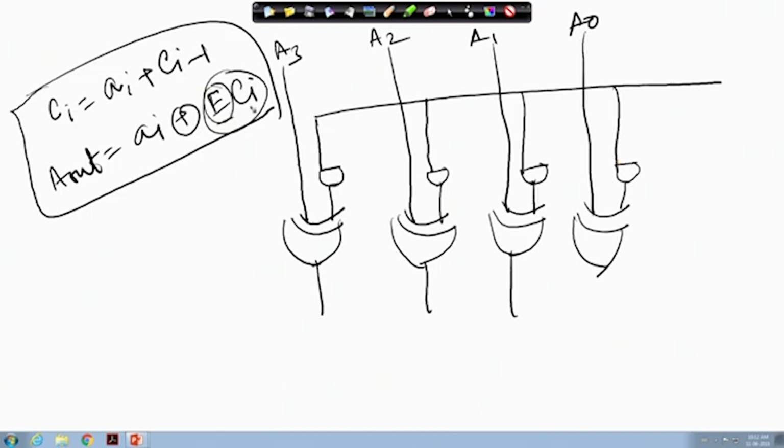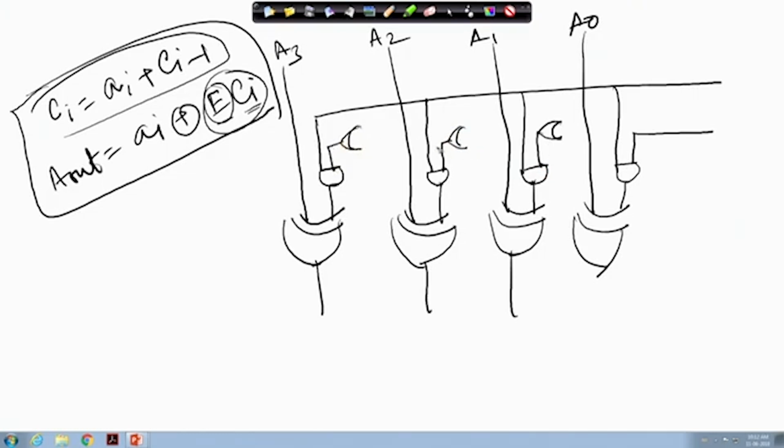Where do I get this Ci from? Ci is generated from this particular equation. For the first bit, as Ai is not there beforehand, it will come directly. So from here I need the OR gate, and each of these is connected with this OR gate.